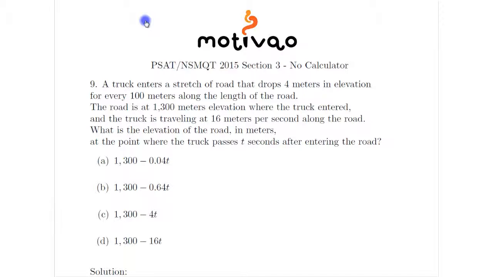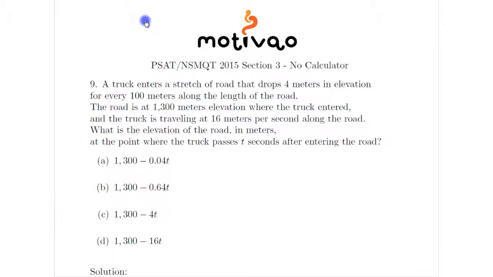Today with question number 9 of the PSAT. It says the following. A truck enters a stretch of road that drops 4 meters in elevation for every 100 meters along the length of the road. The road is at 1,300 meters elevation where the truck entered, and the truck is traveling at 16 meters per second along the road. What is the elevation of the road in meters at the point where the truck passes t seconds after entering the road?